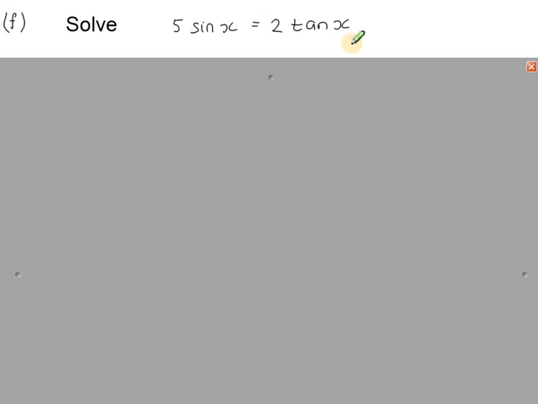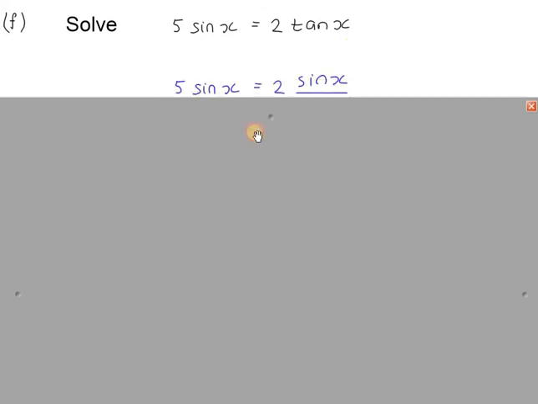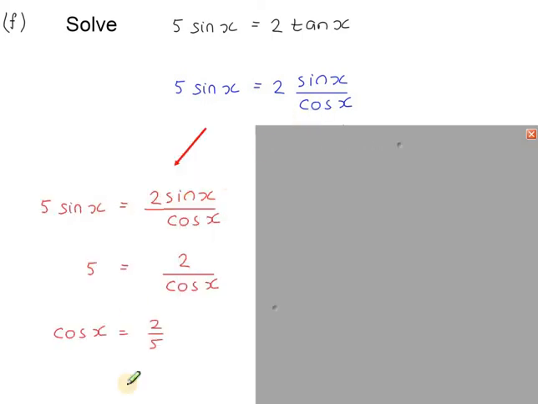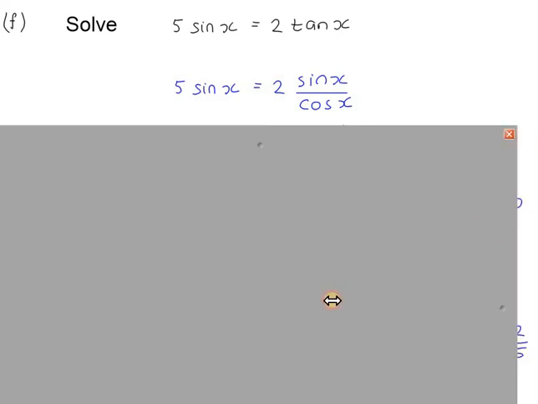We have to solve this equation. So replacing tan with sine over cos, and then here is the wrong way to proceed. I've now divided both sides by sine x and simplified to get this. Then I've rearranged to make cos x the subject, and this will give some solutions, but there will be missing solutions as well. So what's the right approach?